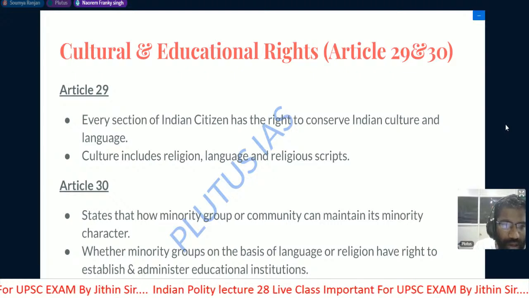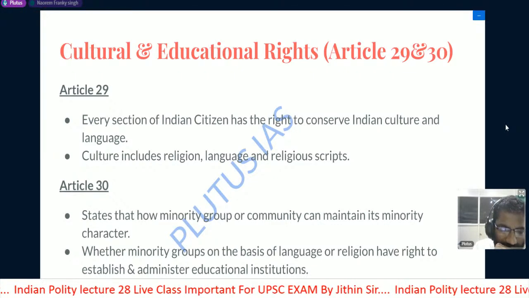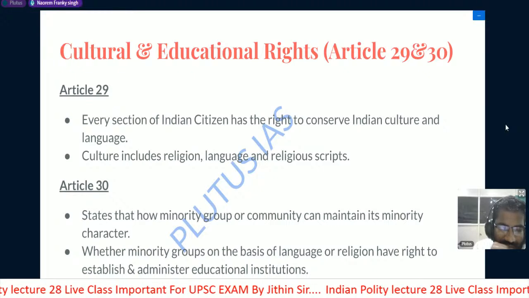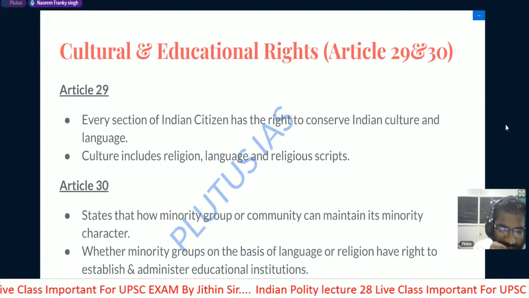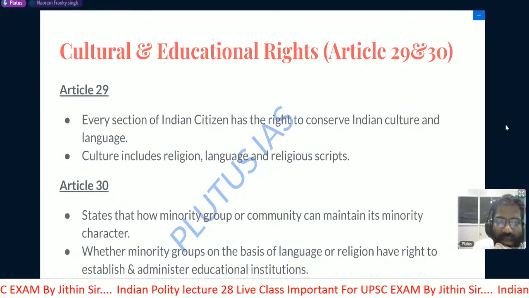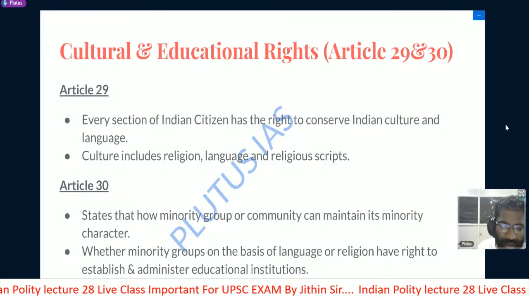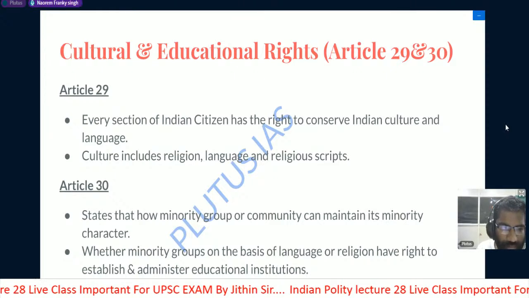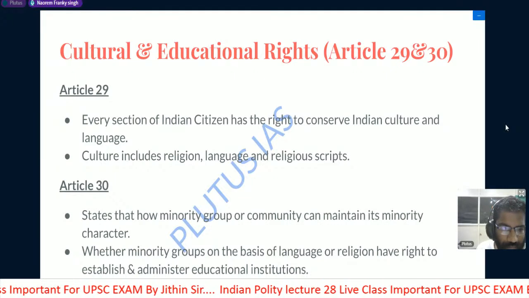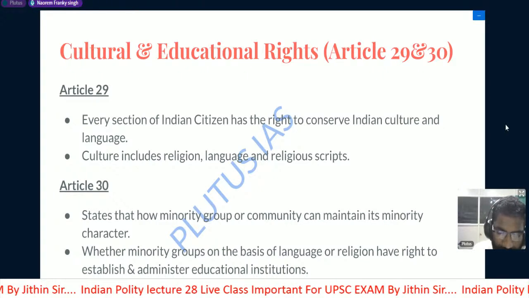Yes, sir. What is Article 23 of the Indian Constitution? Sir, it is against trafficking of human beings and begging. What do you mean by begging as per Article 23 of the Indian Constitution? Sir, I think it's forced labor, sir, without giving any money to the person.